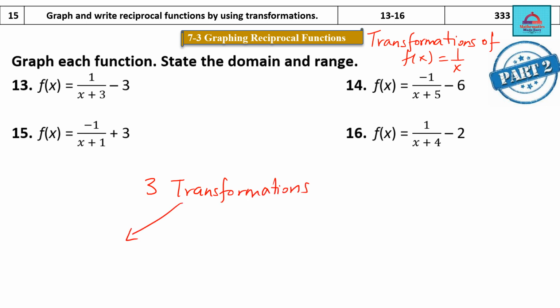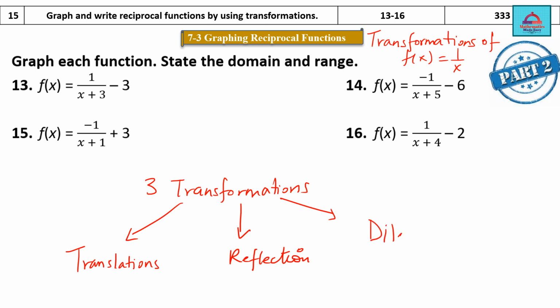We are going to talk about translations, which can be vertical and horizontal. We are going to talk about reflections, which can be along the x and y axis, and we will also talk about dilations, where you multiply with a number. So in these four questions, we are translating left or right, that means horizontal translation, or translating up and down, that means vertical translation, or taking a reflection in the x or the y axis.